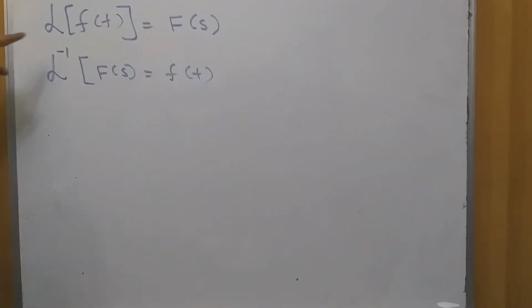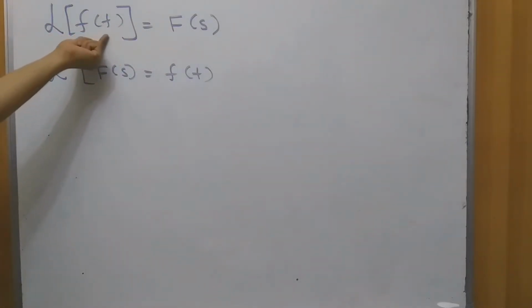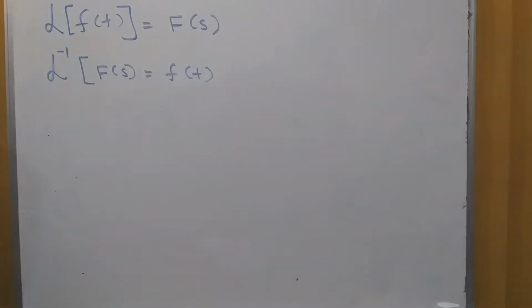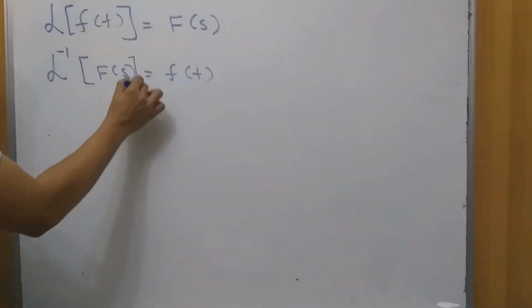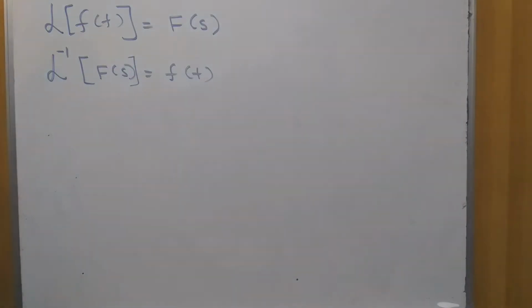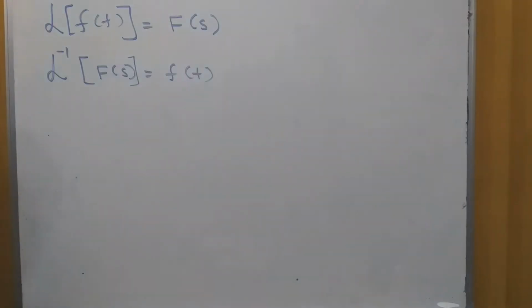Mathematically, Laplace transform of f of t is going to be F of s. So small f of t becomes capital F of s, and Laplace inverse of F of s is going to be f of t. So capital F of s becomes small f of t. This particular step is called the Laplace transformation, and this step is called the inverse Laplace transform.